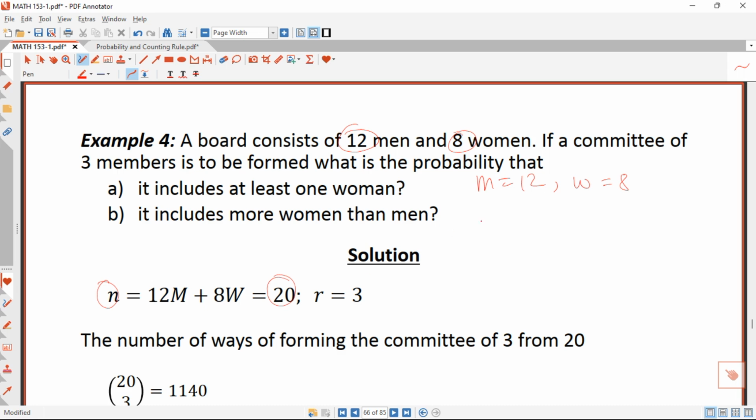And then we see that if a committee of 3 members is selected, so here our R is equal to 3, right? So we have been able to deduce our N and then our R from the question. Here we are going to solve a probability question. Part A says we should calculate the probability that it includes at least 1 woman. So here we know the probability of it including at least 1 woman.